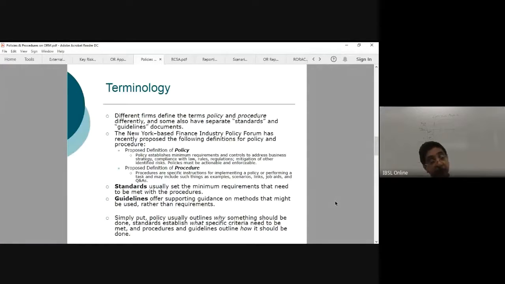Standards are also very important here. They set the minimum requirements that need to be met. Guidelines are also a supporting type of guidance.